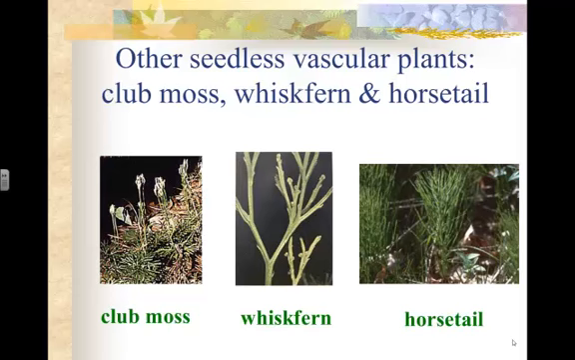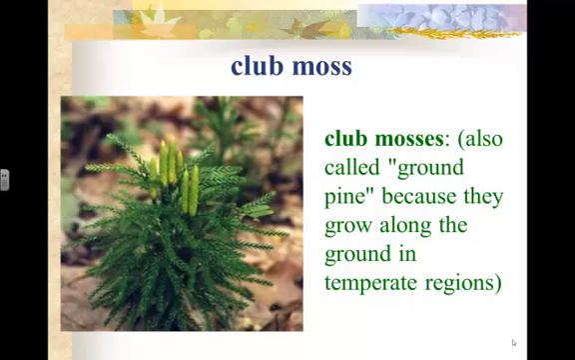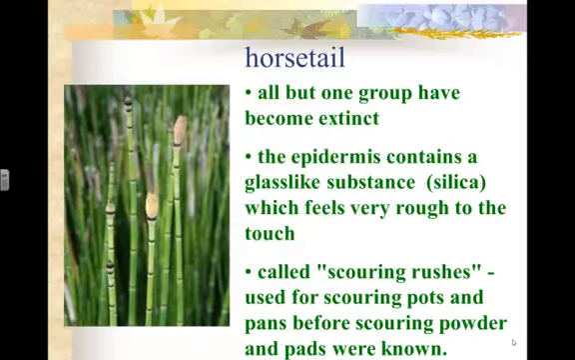Some other seedless vascular plants are the club moss, the whisk fern, and the horsetail. Club moss is also known as ground pine because of how it grows low to the ground and also in temperate regions. And there's an example of what it looks like. It's not very high again, but it does have vascular tissue.